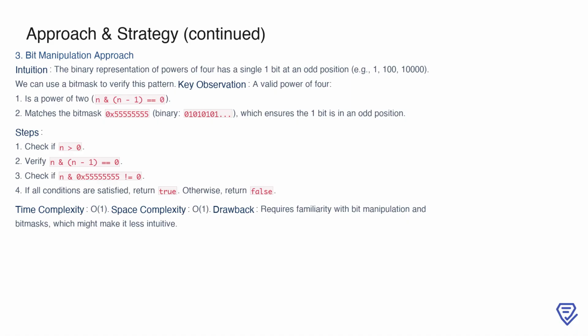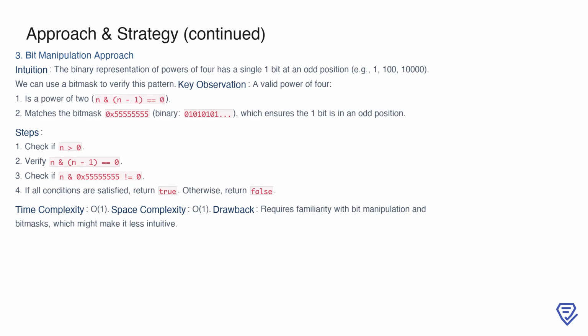Another efficient solution involves bit manipulation. Here, we focus on the binary representation of powers of 4. A unique property of these numbers is that their binary form always has a single 1 bit located in an odd position, such as 1, 100, or 10,000. To leverage this, we use a bit mask to verify the pattern.